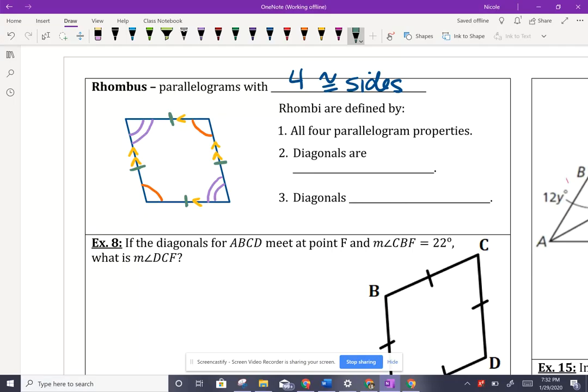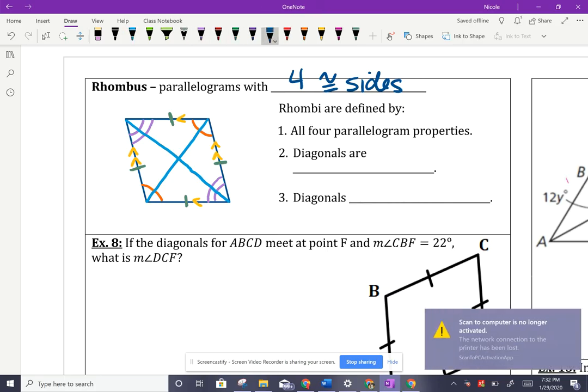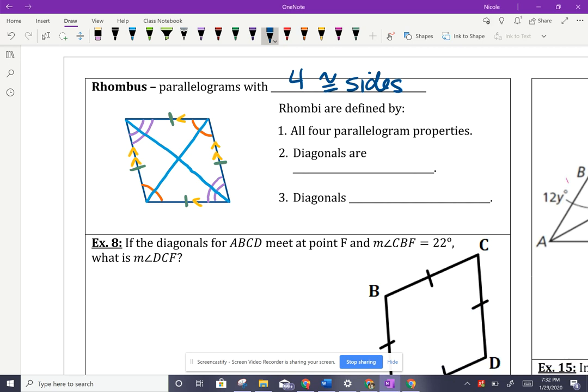We also know that just like a parallelogram, the diagonals bisect each other. Diagonal 1. Diagonal 2. And we'll throw some marks of congruency on there. So these two are congruent and these two are congruent. Now, I do not know that my diagonals are congruent to each other. So I can't say that all four pieces of my diagonals are congruent. That's not something I'm allowed to say.